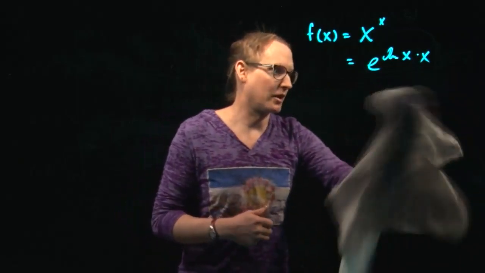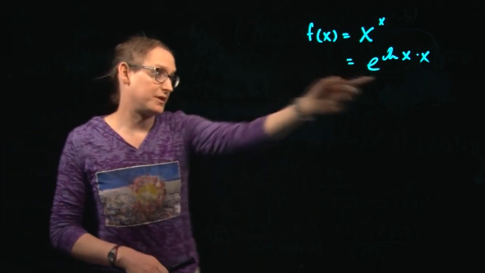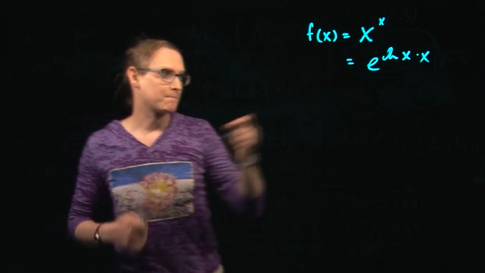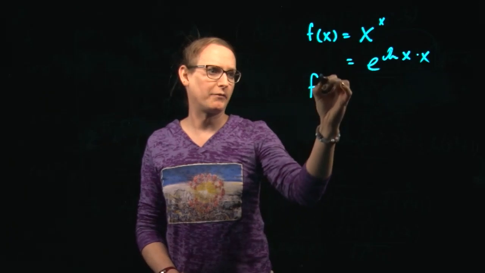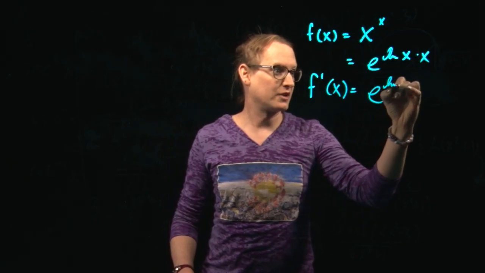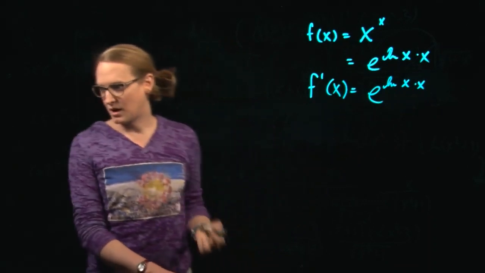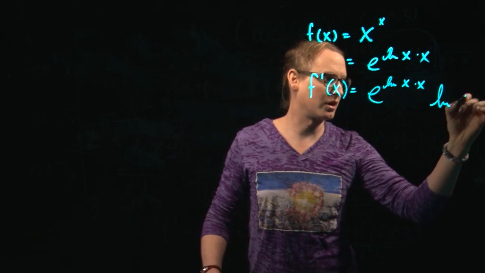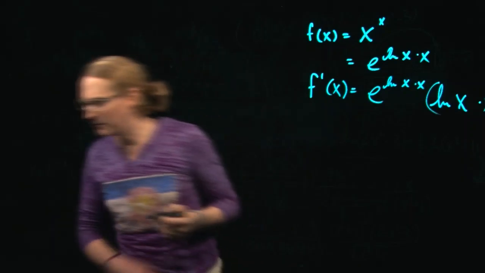And now we're in the clear, because I can take the derivative of this expression right here. It's just e to the something, and I don't have to deal with everything inside of there, because it's just a product of a natural log and x, and I know how to take the derivative of natural logs. So f prime of x is equal to e to the natural log of x times x. And now I've got to chain out the derivative of the inside there. So I'm going to do a little placeholder here and go natural log of x times x prime.